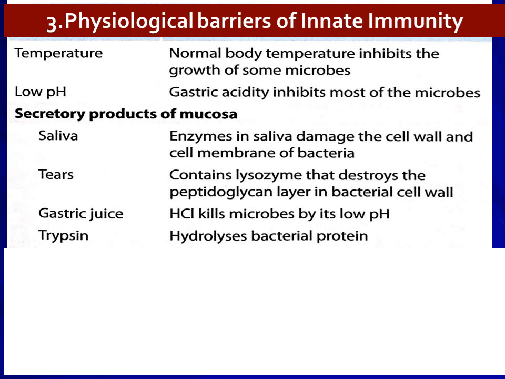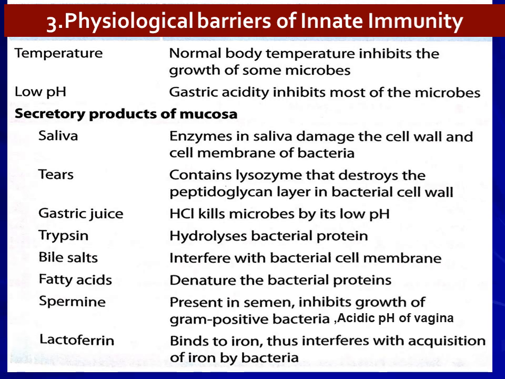And secretory products of mucosa like saliva. This saliva consists of certain enzymes which can damage the bacteria by damaging the cell wall and cell membrane. It consists of lysozyme enzyme that destroys the peptidoglycan layer of bacterial cell wall, thereby it can inhibit the entry of microorganisms. Gastric juice, the hydrochloric acid present in the gastric juice, is unfavorable for the growth of microorganisms. Trypsin hydrolyzes the bacterial proteins and thereby causes destruction of the bacteria.